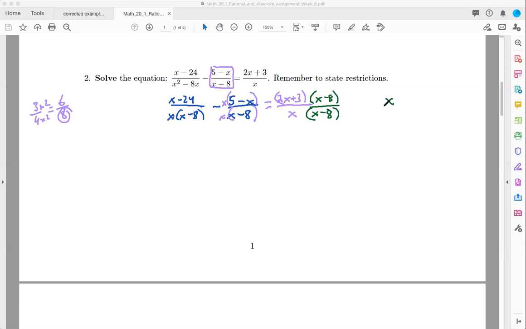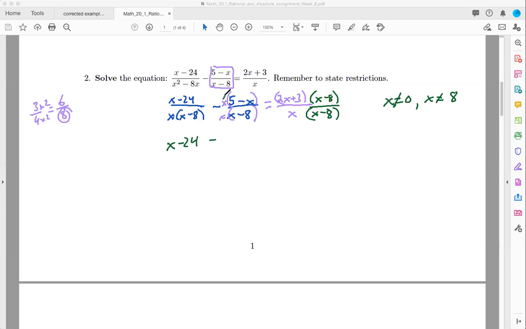And why can we do that? Well, x is not allowed to equal 0 because that would make the bottom 0. And x is also not allowed to equal the number 8. If x was equal to 8, 8 minus 8 would be 0, and then we would be dividing by 0 in this case, or this one, and eventually this one as well. But let's take a look here. So we have x minus 24.